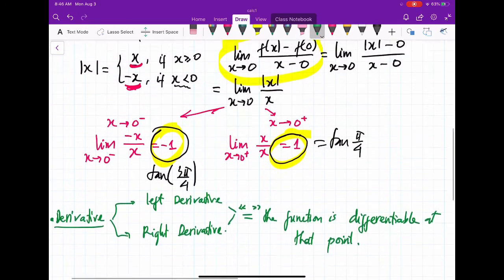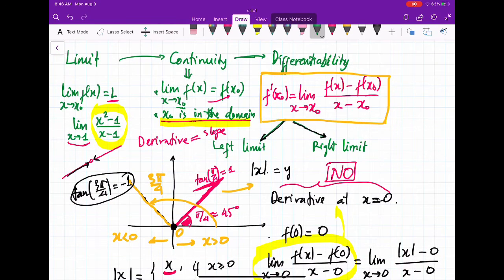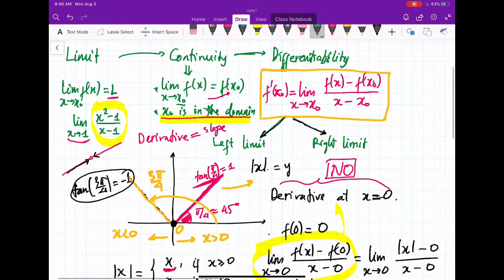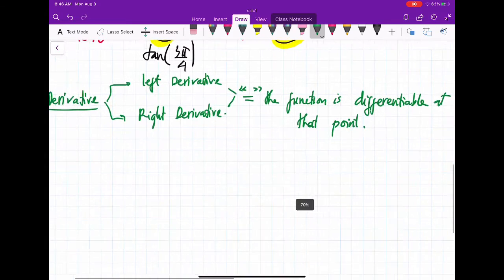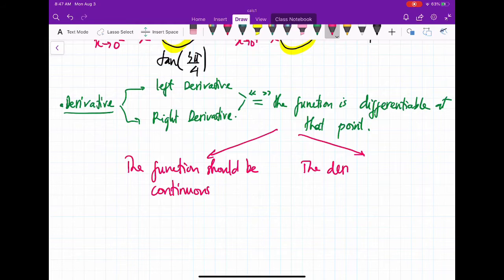So what do we need from this example? In order to show that the function is differentiable, we need to consider the continuity of the function first, and only after that consider the existence of the derivative at that point. So I need two conditions for differentiability. The first condition: the function should be continuous. The second one: the derivative exists. If both conditions are fulfilled, your function is differentiable at that point.